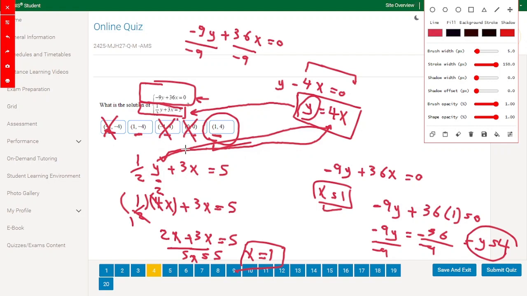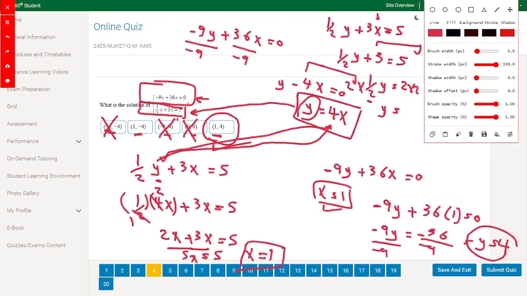We will substitute x in the second equation. We have half y plus 3x equal to 5, right? Now substitute x with 1. So I have half y plus 3 equal to 5. So 3 will go to the other side with minus 3. So we'll have half y equal to 2. To remove the half, we'll multiply by 2. So y will be equal to 4. We got the same result. So the answer here will be 1 and 4.